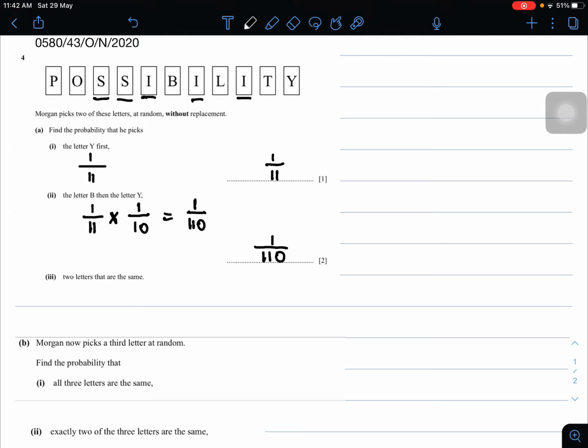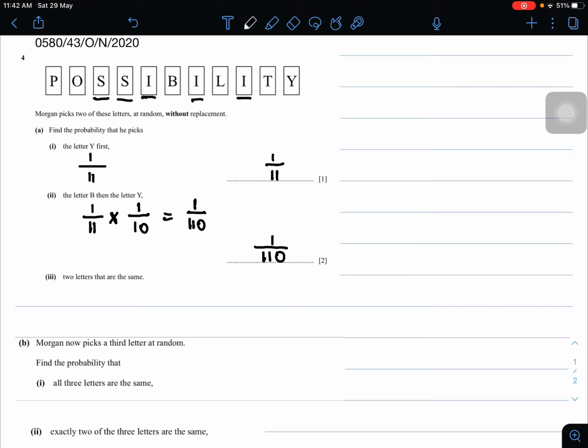So what we will do is, we will first find the probability of picking two S's or the probability of picking two I's. This is because you cannot pick two S's and two I's at the same time, because you can only pick two letters. Therefore, you have to pick either two S's or two I's. Therefore, you have to add both the probabilities.